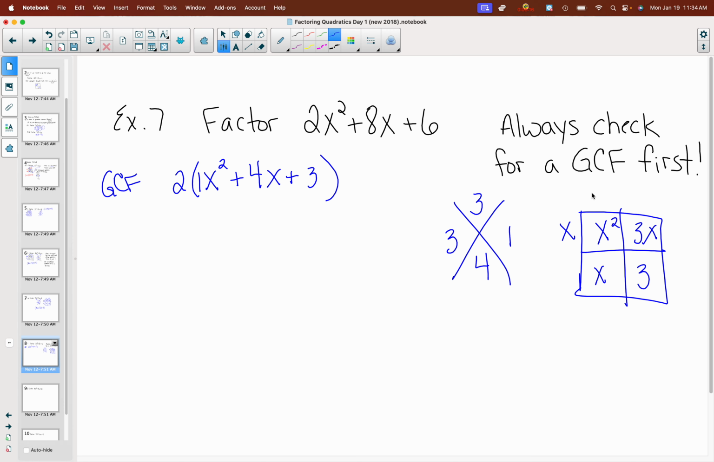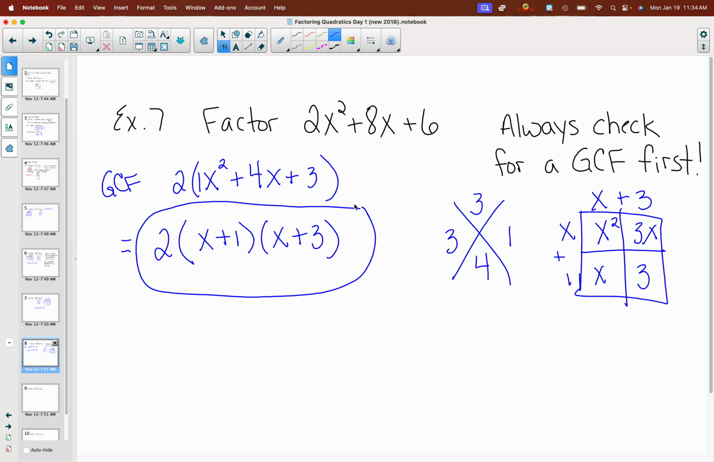It's an x, so this has to be an x. This has to be a plus 3, and this has to be a plus 1. And you can double check to make sure it works. So when you write out your answer, don't forget the 2. And then we have an x plus 1, and then we have an x plus 3. So this is what my answer would look like in factored form. You pull the GCF out, then you do a diamond problem with what's left.